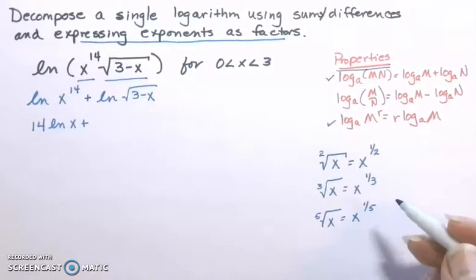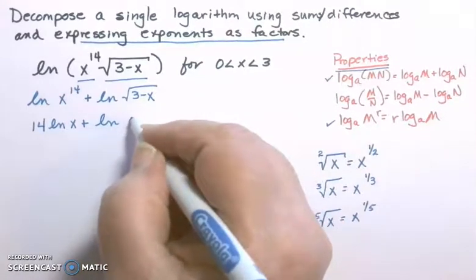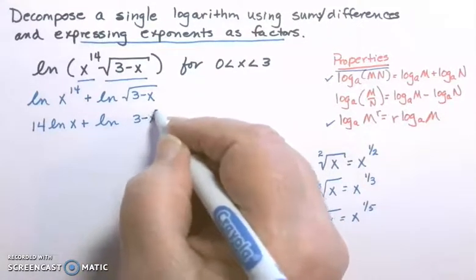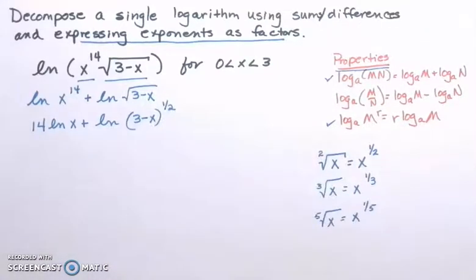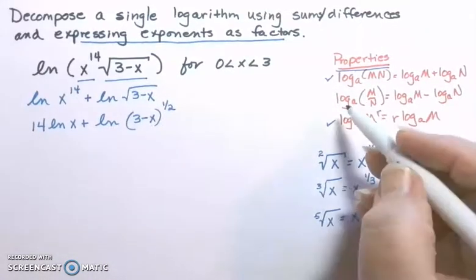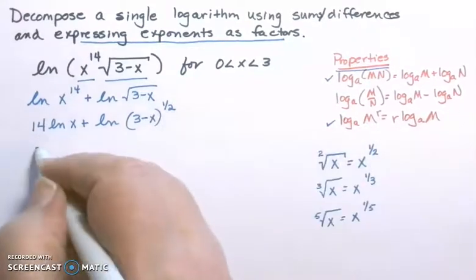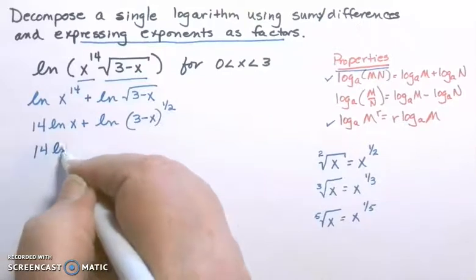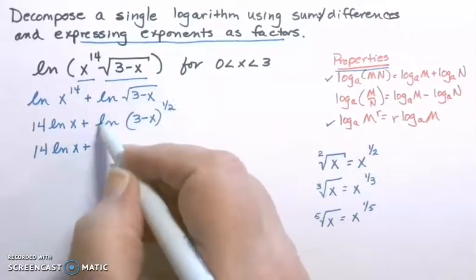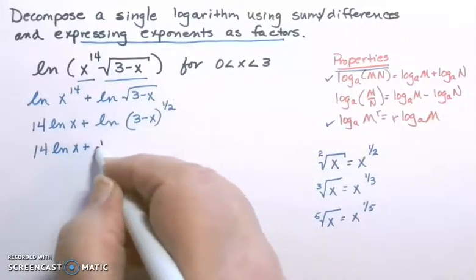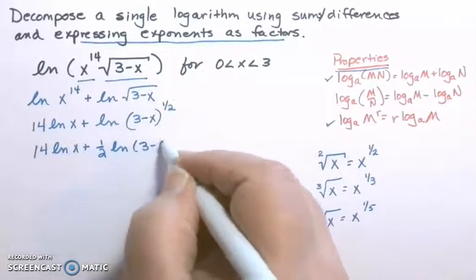So let's rewrite this as the natural log of, we're going to take 3 minus x and raise that to the 1/2 power. Because now we can go back and use our exponent rule of logarithms again. And we have 14 natural log of x plus, pull the exponent down in front of the natural log, 1/2 times the natural log of 3 minus x.